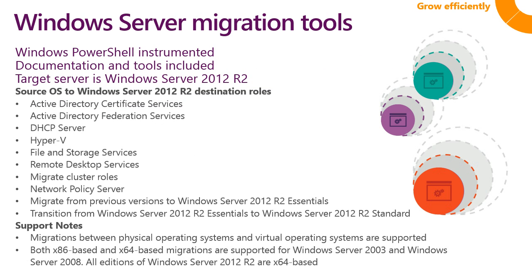So these are Windows PowerShell tools. There is documentation included, and because we're working with Server 2012 R2 here, this is obviously the target OS. So what can we work with? Well, we can work with Active Directory Certificate Services, Active Directory Federation Services. As I mentioned, things like DHCP services as well. Also, things like Hyper-V. So do we want to migrate Hyper-V settings? Do we want to migrate file and storage services, RDS, clustering, etc.?